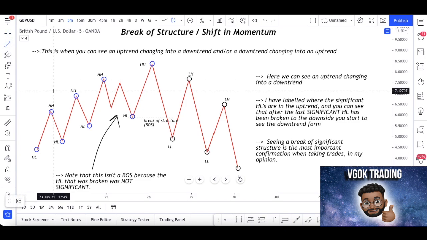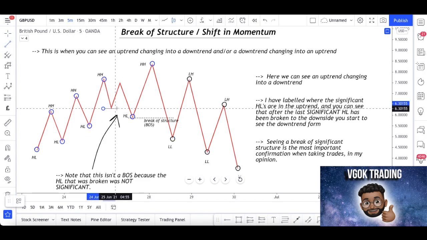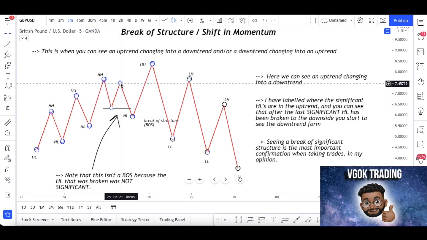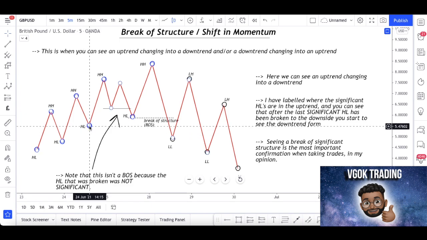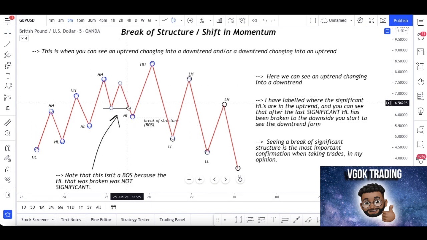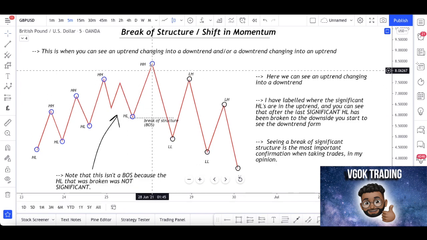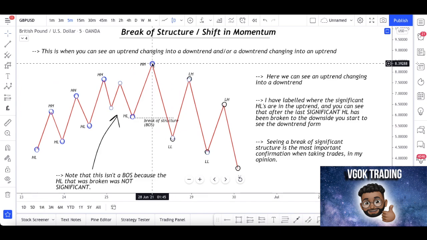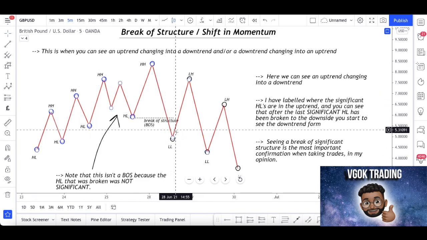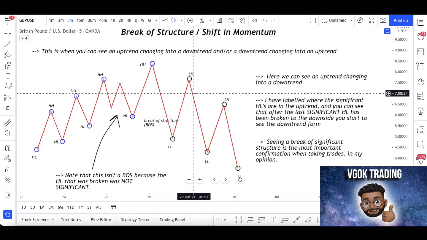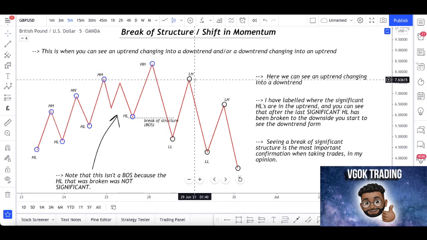So where we see price in this area here, this is not a valid break of structure because it didn't break any significant higher low. The significant higher low is down here. This isn't significant, so this movement down here does not count as the break of structure. Then after we see the true break of structure, which was in this move here, this is the new impulsive move. Note that the new impulsive move is a downwards movement. So we'll start to see more of a downtrend, and obviously we can start to see the formation of these lower highs and lower lows.